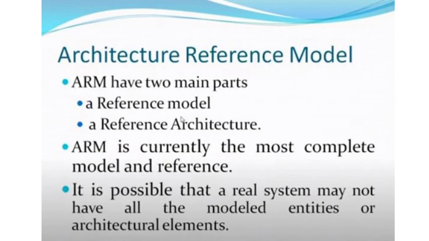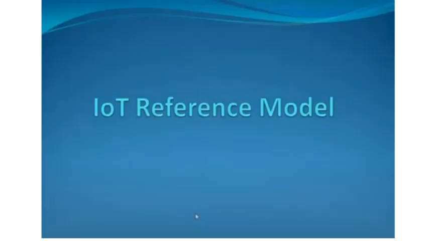Architecture Reference Model is generally the most complete model and reference for architecture, right? It is possible that a real system may not have all the model entities or architectural elements, but it's a kind of reference model. If we are preparing any kind of model or software, it shows the reference. First of all, it will generate a reference model, and after that, on the basis of that particular reference, it will create an architecture, right?